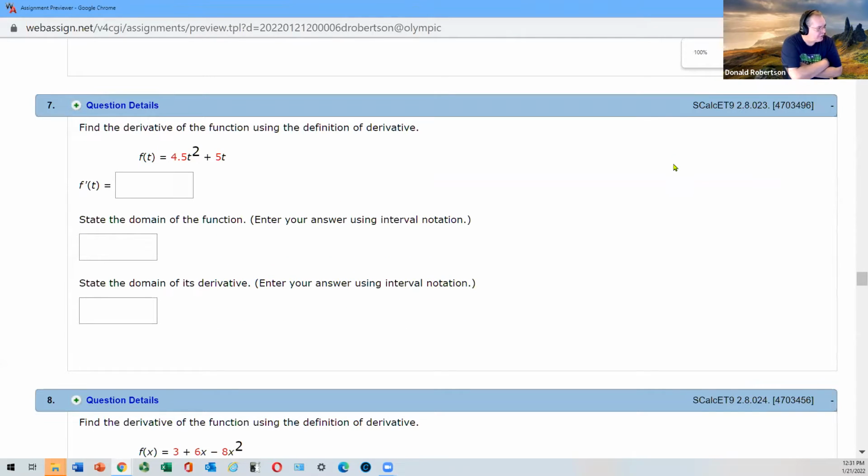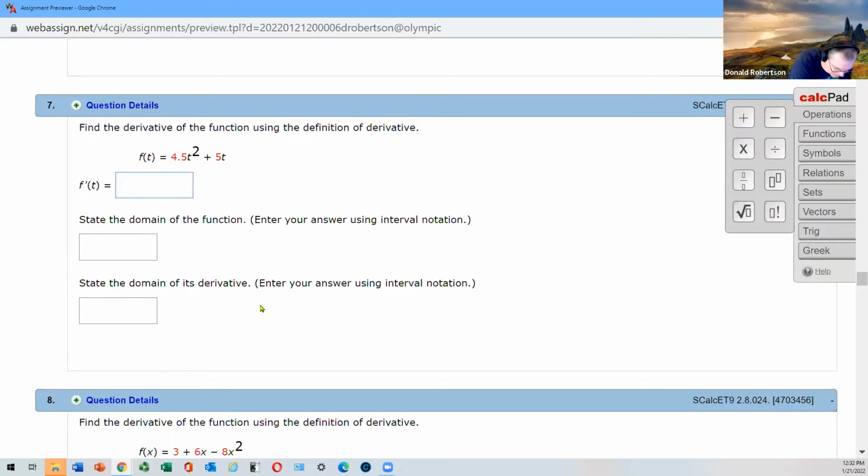If I asked you to find the derivative function, wouldn't you just use the shortcut? So multiply by the power and reduce the power by 1. So in this case, I believe the answer would be 9t plus 5. Agreed? Isn't the shortcut method so much easier than doing it the hard way?